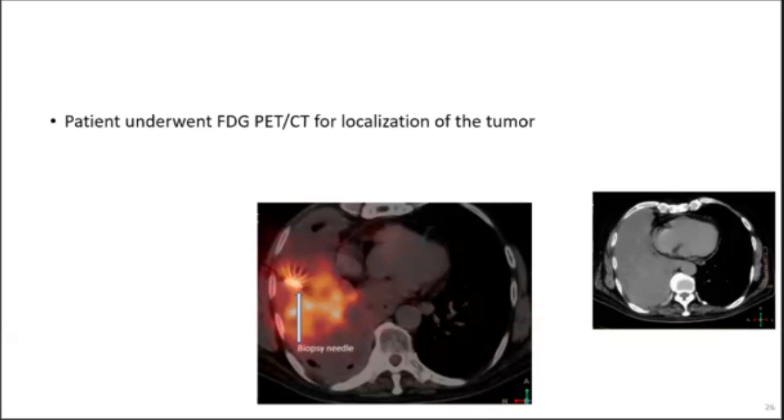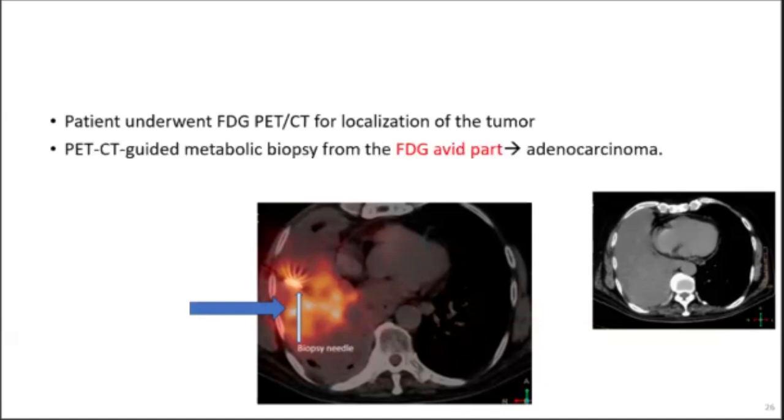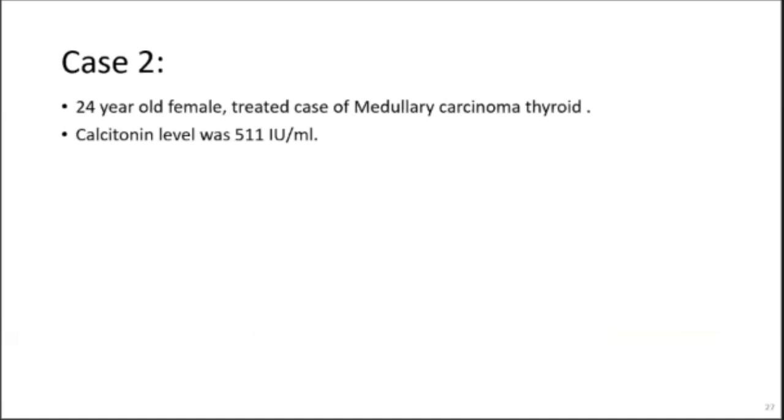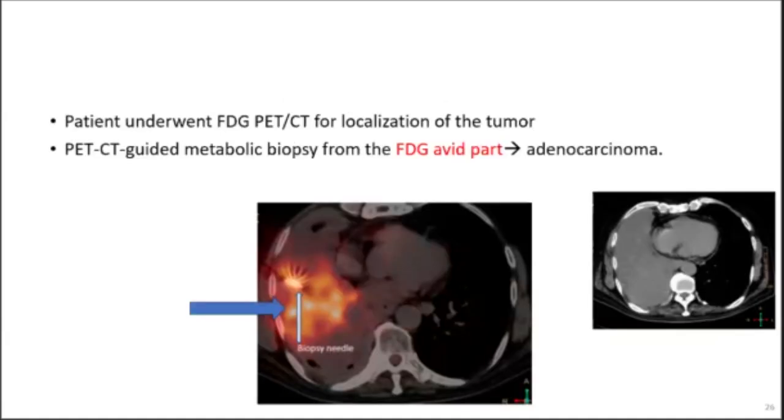In the axial PET CT, we can see the FDG avid mass lesion, which is located centrally with area of consolidation noted both anteriorly and posteriorly. The biopsy needle was guided to the most metabolically active part of the tumor and the tissue sample was taken. The tissue sample came out to be positive for adenocarcinoma.